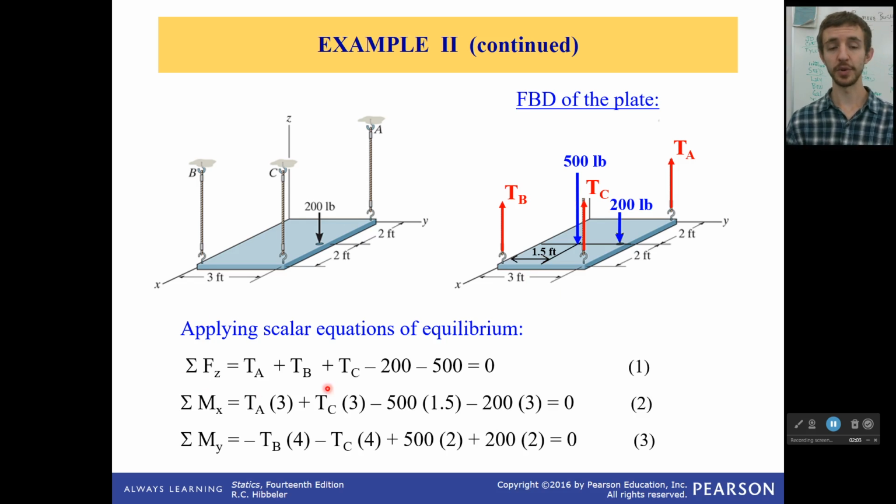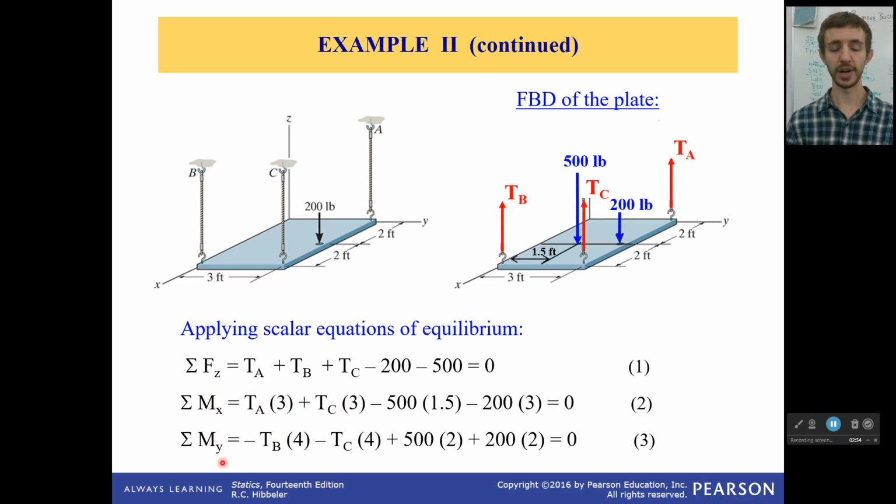So what did they do? They did sum of the forces in the z direction, TA, TB, TC, and these 2. Sum of the moments in the x direction, around our origin it looks like. And that would be TA times 3, which is 3 feet. And then we have TC times 3, okay. And then we have 500 times 1.5, and 200 times 3. Okay, so in all these forces, we got 2 unknowns here.